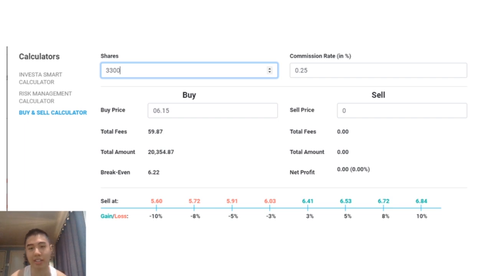If you know what VAR is, I will explain in a future video how to use the risk management calculator to systematically compute ilang shares ba dapat bilhin mo. So, future video na lang yun.